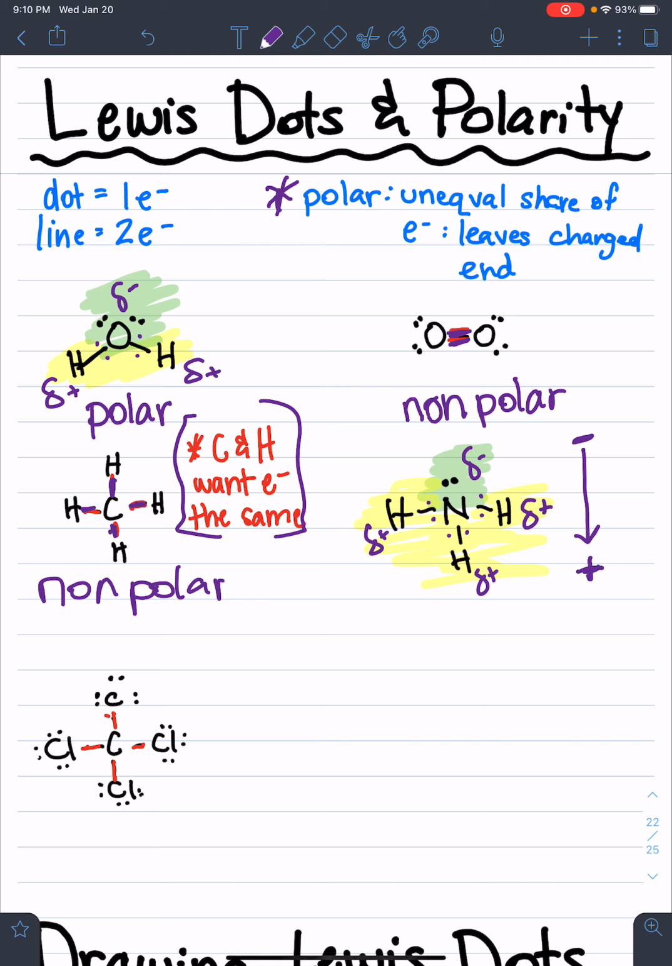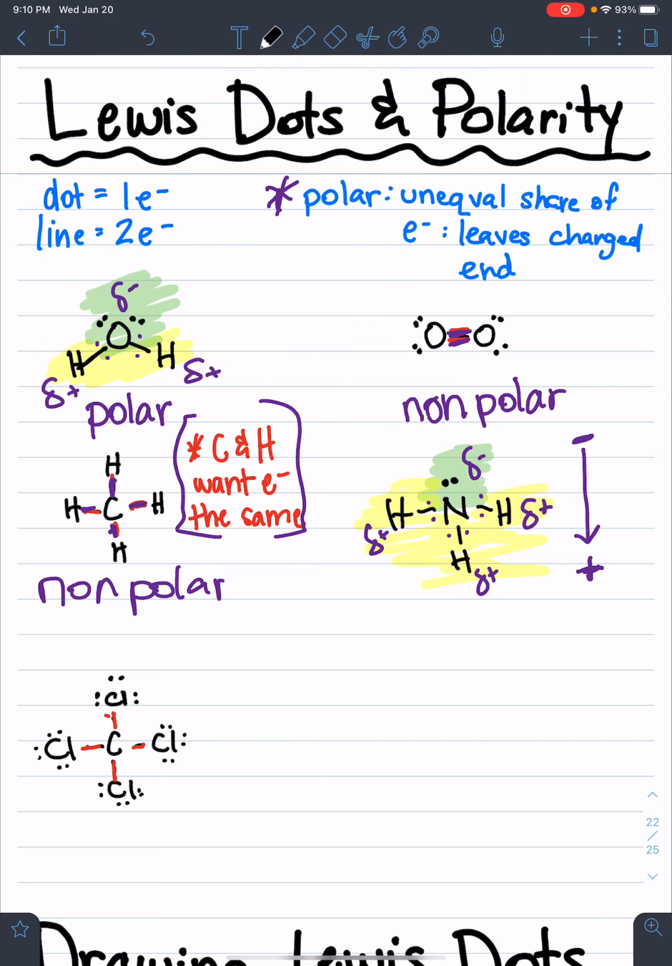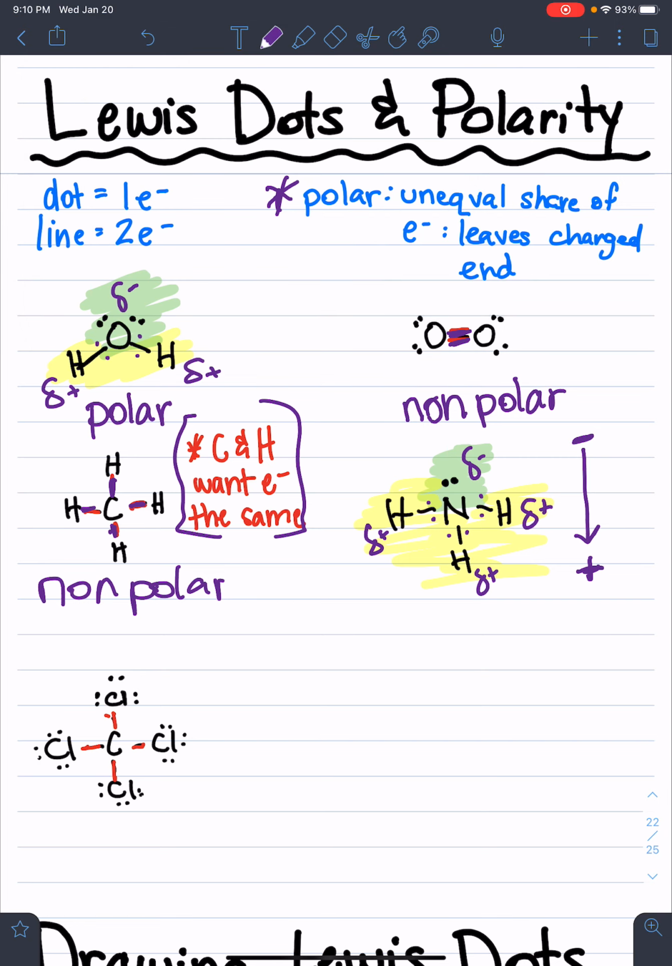Now our last one is a little bit trickier. So you will notice that we have C surrounded by 4 different Cl's. And so if we think about this, we know our Cl's want electrons more. So the electrons are going to hang out more on the outside part by those Cl's. That leaves each of our Cl partially negative, and our C in the middle partially positive.